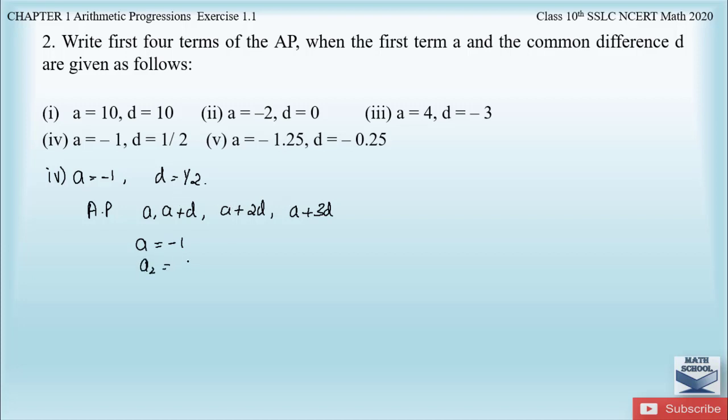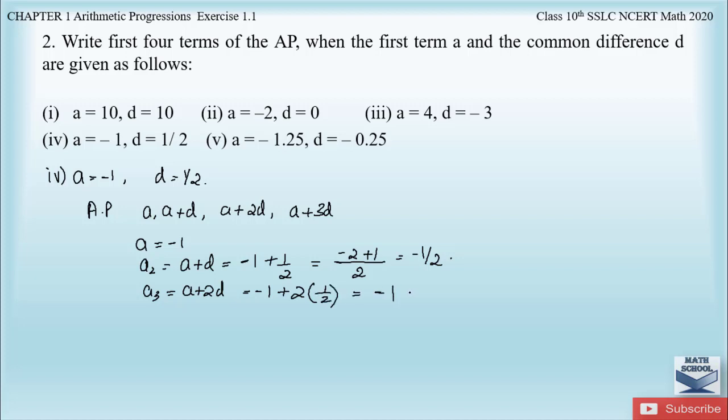So a2 is equal to a plus d, that is minus 1 plus 1 by 2. So find out the LCM. So 2 is the LCM, so minus 2 plus 1 will be minus 1 by 2. So a3 term will be a plus 2d, that is minus 1 plus 2 into 1 by 2. So it will be minus 1 plus 2 and 2 gets cancelled, so again it is plus 1. So minus 1 and plus 1 is 0.